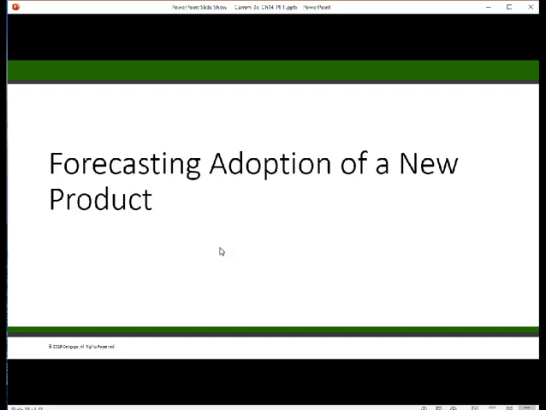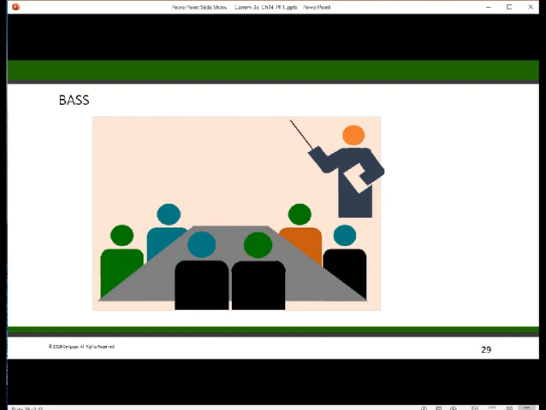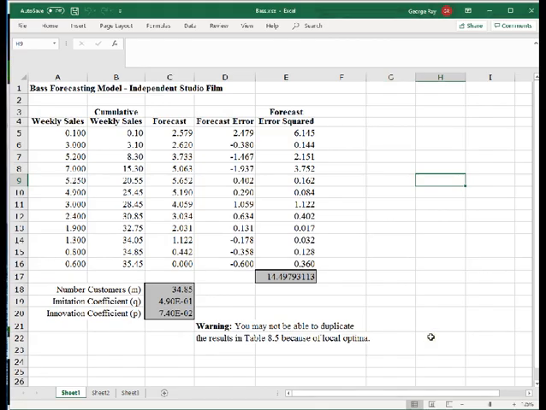Okay, now let's look at forecasting the adoption of a new product. There's a model called the Bass forecasting model, and in the book they used an independent film studio versus a blockbuster to show how you could forecast potential sales or potential customers for this type of product.